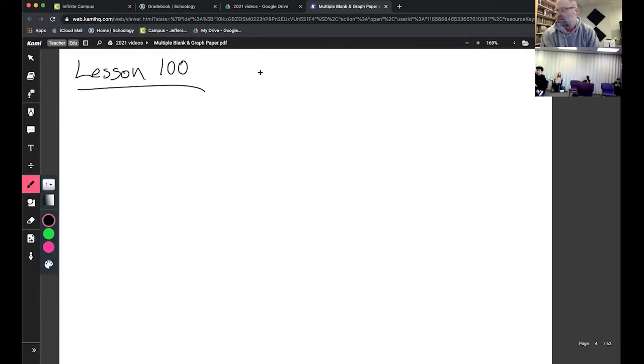Okay. So lesson 100, I don't know why it does this, but it's just rounding decimals. And let me see if there's anything tricky about this at all. Yeah, there's not anything tricky.